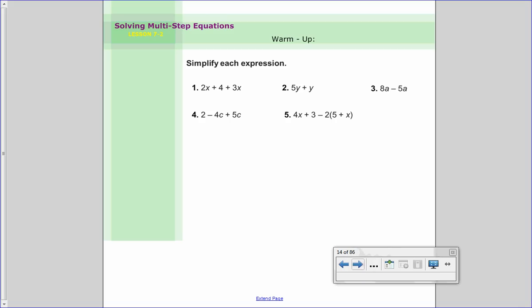Now, we've done this before as a warm-up. I'm just going to do a quick little reminder. When we simplify an expression by combining like terms, you look at the terms with the exact same variable. So here we have a 2x plus a 3x. So we really have 5x plus 4.